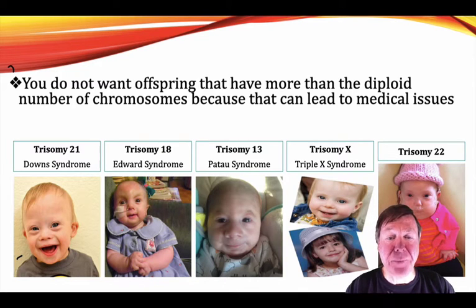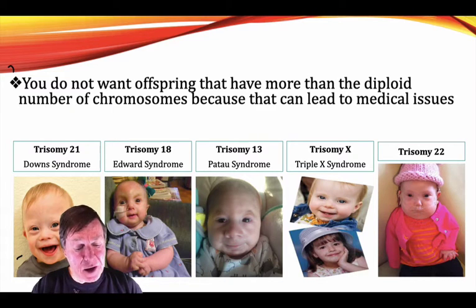Trisomy number 13, which is Patau syndrome, I probably pronounced that wrong, is usually fatal within the first year. And again, a lot of these are. And the reason is because there's an excess of genetic information, and the cells don't function well that way. And there's usually some physical defects.